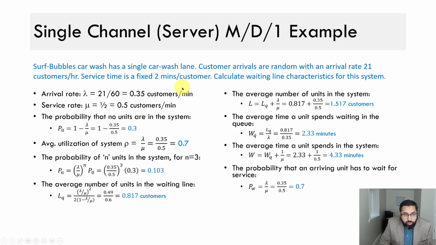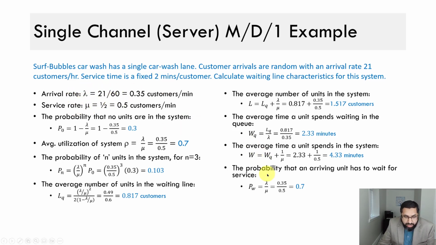If you prefer to work in hours, you can do that. Some people don't like to have fractional values like 0.35 customers per minute, 0.5 customers per minute. They feel more comfortable working with larger numbers in per hour. So then you can keep lambda to be 21 customers per hour, and then you can convert the 2 minutes per customer into a service rate per hour. If you spend 2 minutes per customer, how many customers will you handle in 1 hour? That will be 60 divided by 2. That will be 30 customers per hour. So you can work with lambda equals 21 and mu equals 30.